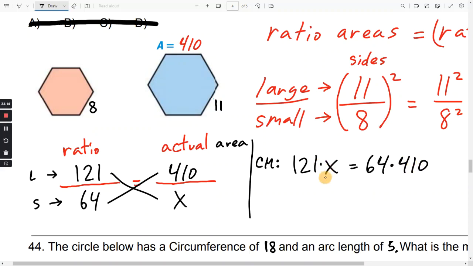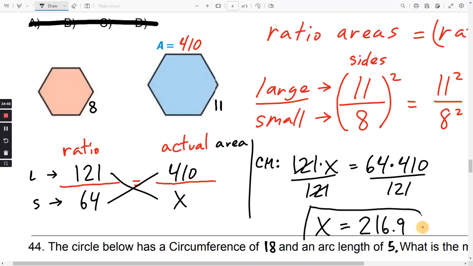Alright, the opposite of times 121 is divided by 121. Cancels here. And I'll do this on the calculator. 64 times 410 divided by 121. And rounding to one decimal, 216.9. And whatever units this area has, the units will be the same for the other area, but I didn't have any units there, so that's it.